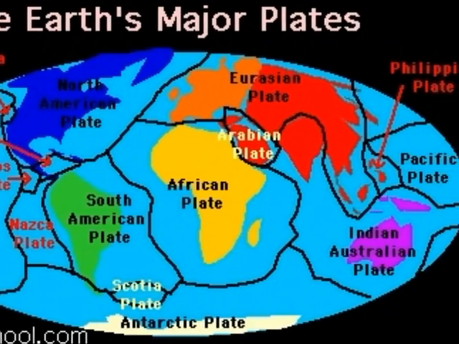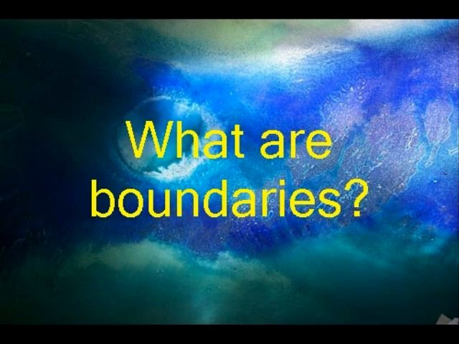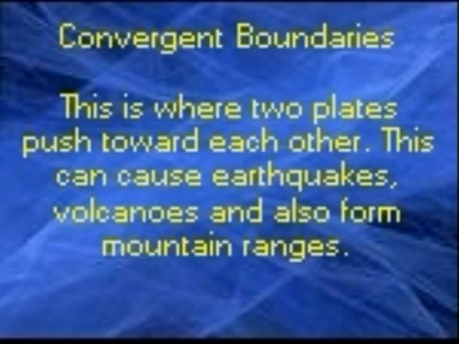There are also different boundaries between these plates. What are boundaries? Boundaries are places where something occurs between two plates. The types of boundaries are convergent, divergent, and transform. Convergent boundaries. This is where two plates push toward each other. This can cause earthquakes, volcanoes, and also form mountain ranges.